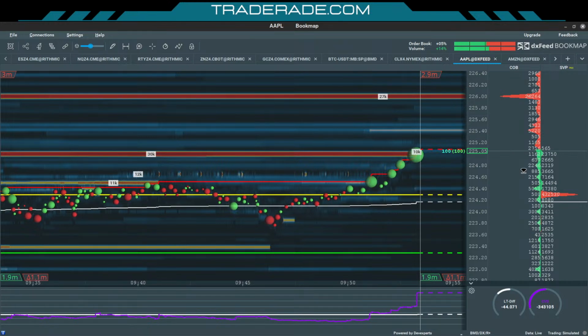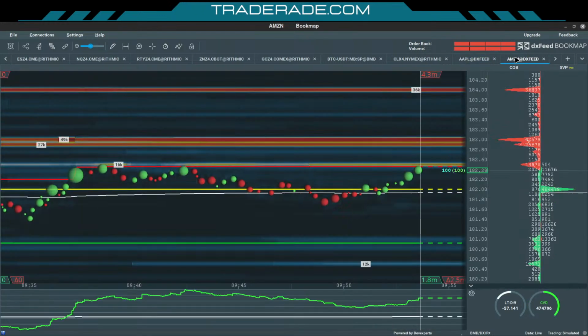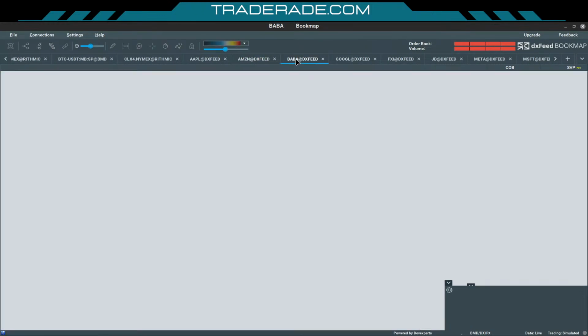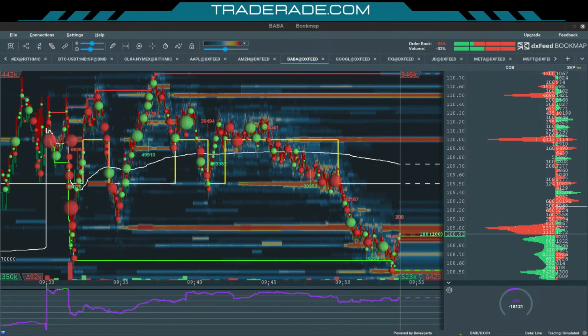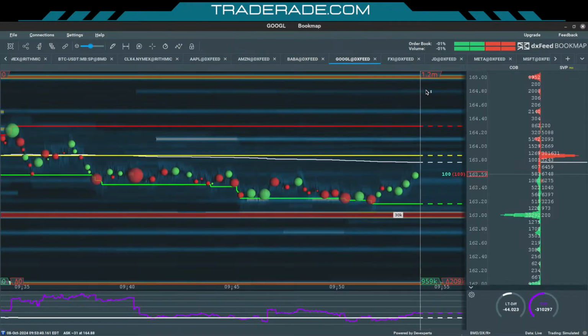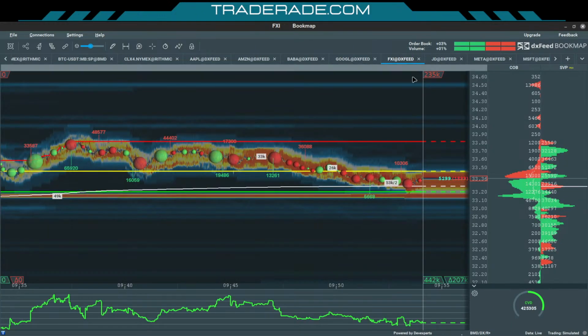And Apple getting a nice little pop here, taking out that 225 level of offered liquidity. There was over 30,000 shares there, and it's churning right through it. Decent amount of demand. Amazon continuing to consolidate sideways, but pushing into that next layer of offered liquidity. Baba falling here, actually making new lows on the day, now down 7.3%. Alphabet shares just stair-stepping lower here. You've got a decent amount of demand at 163 that may offer some support.